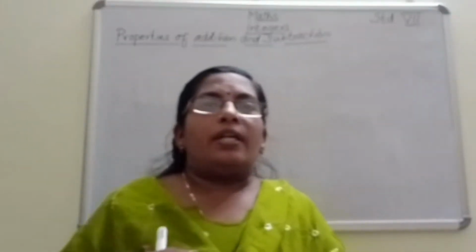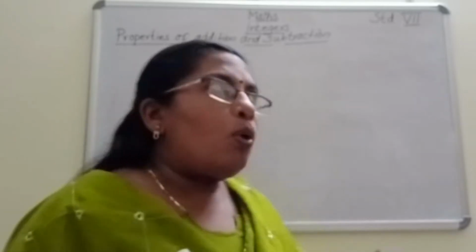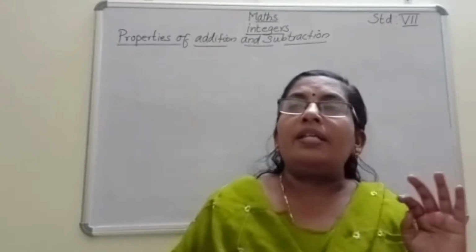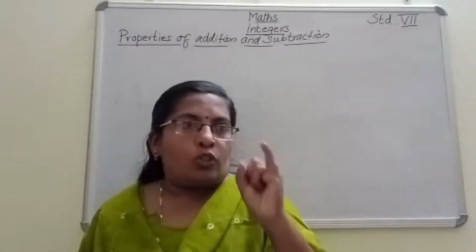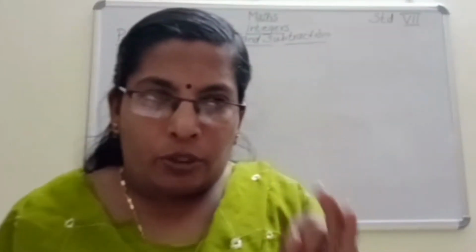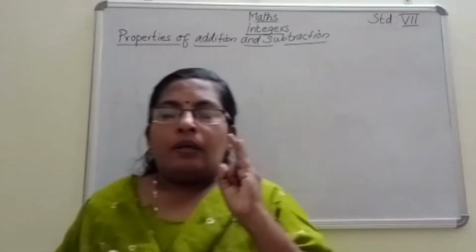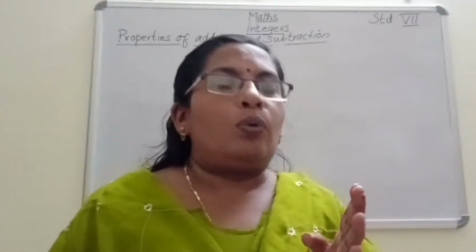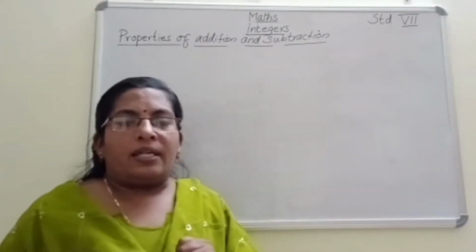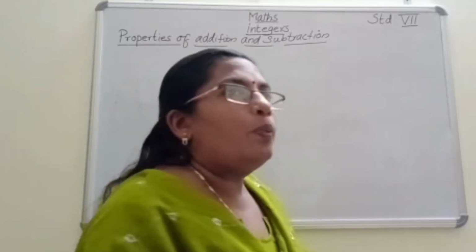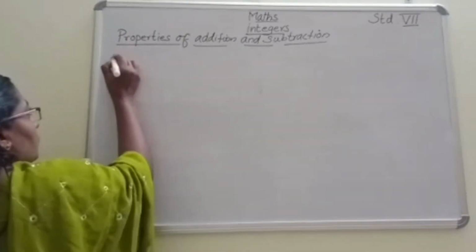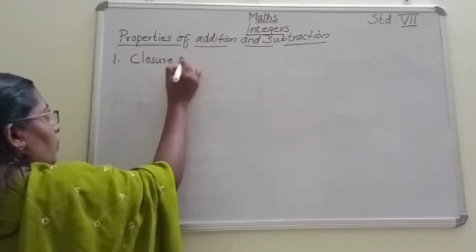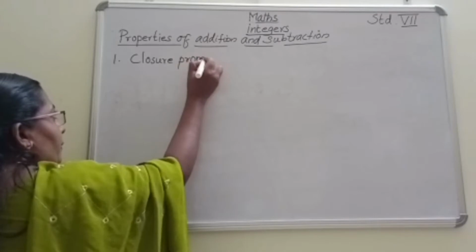Today, we are going to study the properties of addition and subtraction. What are the properties? There are the closure property, commutative property, associative property and additive identity. Four properties are there. First one is the closure property.